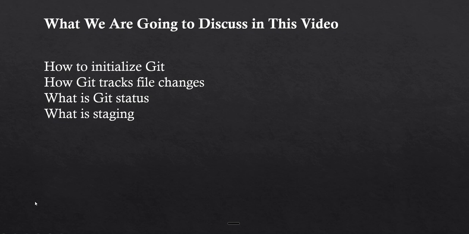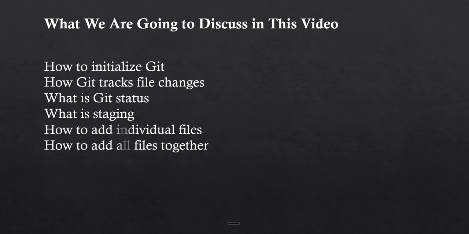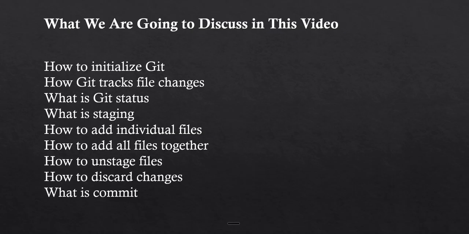And what is git status and what is staging, we will see all this in a clear way. I will explain how to add individual files into the staging area, how to add all files together into the staging area, how to unstage the files, how to discard the changes in the files, and how to commit the changes into Git.